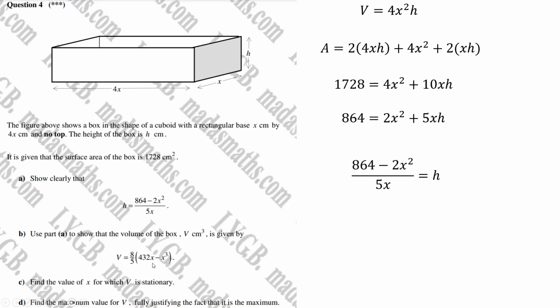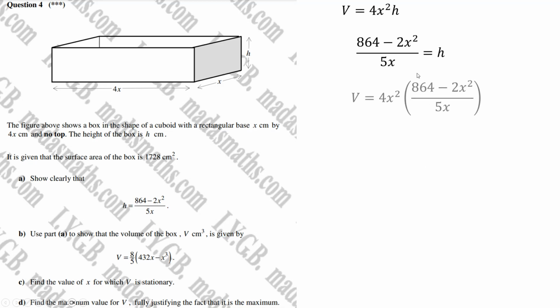Show that the volume is this. We want the volume only in terms of x's and not x and h. We've got what h equals in terms of x's, so we can just plug this into there to get this. The question has factorized it, so there's no point in us distributing this entire thing across, because we're just going to end up with a massive number and it's going to be annoying to work with. So what I'll do first is distribute the x squared and cancel it with the x at the bottom. So we'll have 864x minus 2x cubed.